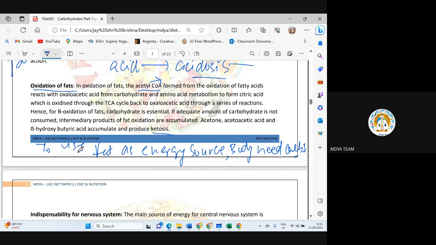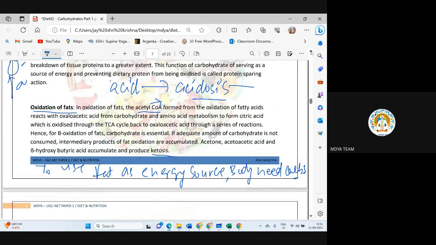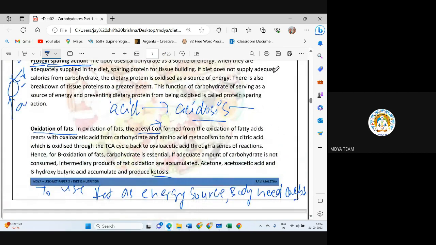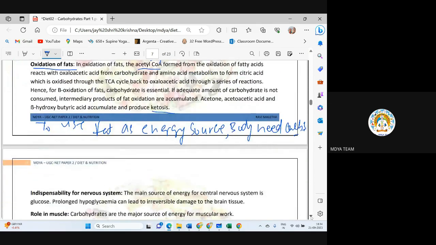So these are some consequences. If we are not having a proper amount of carbohydrate, then our body will use protein, our body will use fat alone as a source of energy, and waste will be accumulated in our body because of the use of protein and fat as energy sources.